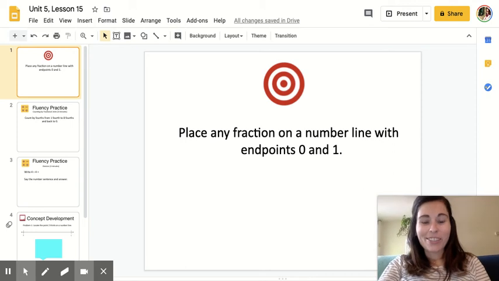Hey, third grade. So today we're going to build on our understanding of fractions and number lines from yesterday. Today we're going to place any fraction on a number line with endpoints of 0 and 1. We're going to start with a little bit of fluency before we dive in.